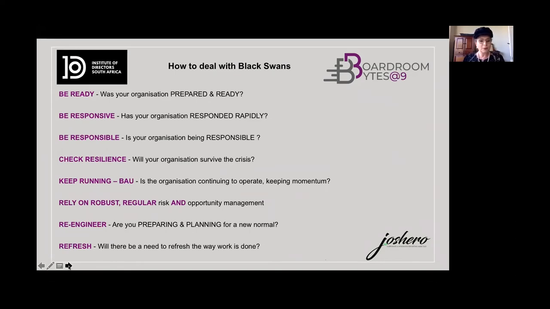Refresh. Will we need to refresh the way we do our work? We've noticed that we're able to work from home. Sure, there are some difficulties, but for the most part, people have been able to do their work, especially those that are office-bound, typically. Do we need to refresh the way we communicate? Do we need to look at our governance, delegation of authorities? Do we need to be restructuring? Do we need to be downsizing? Do we need to be right-sizing?